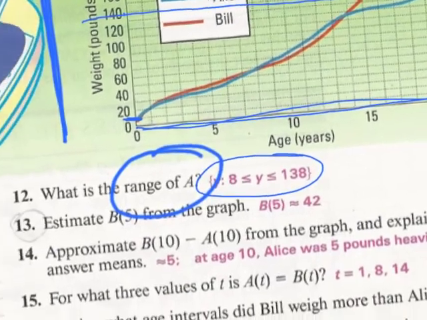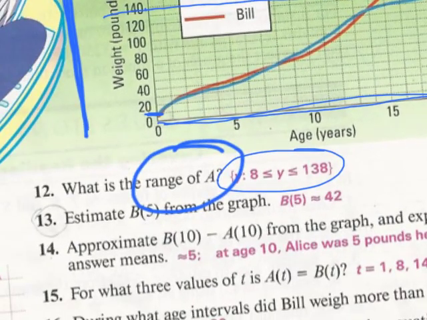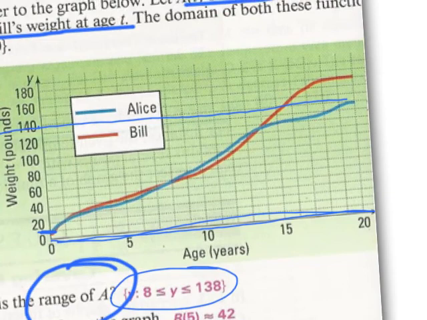Okay, it says estimate b of 5 from the graph. So I'm looking right here, estimate b of 5 from the graph. So b of 5 means I want to look at the function for Bill. Okay, Bill is the b function. And b of 5 means I want to look at age 5.